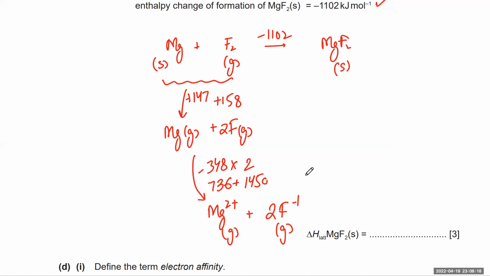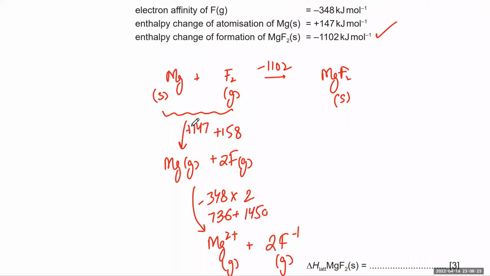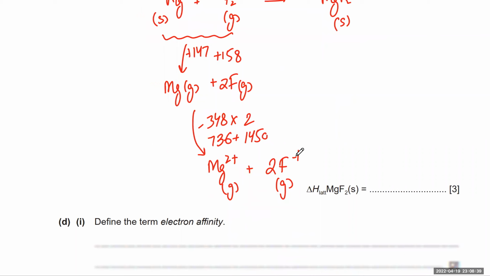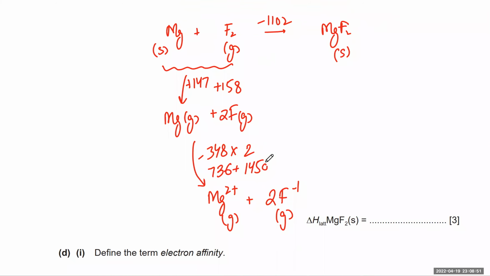Okay, so I was just constructing the Born-Haber cycle. This is enthalpy of formation, and I was atomizing the elements, turned them into atoms. Mg solid to gaseous atom, that's given over here, 147. Fluorine, to turn it into an atom, I would have to break the fluorine bond, that's 158. Then I'm going to ionize this. The electron affinity of fluorine was given, that's 348, that's into 2. And Mg was losing 2 electrons, so that's 736 + 1450, again from the data booklet.